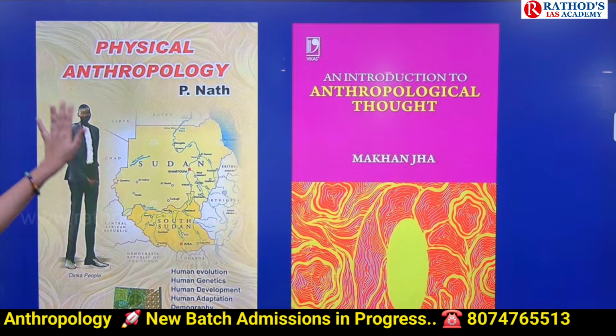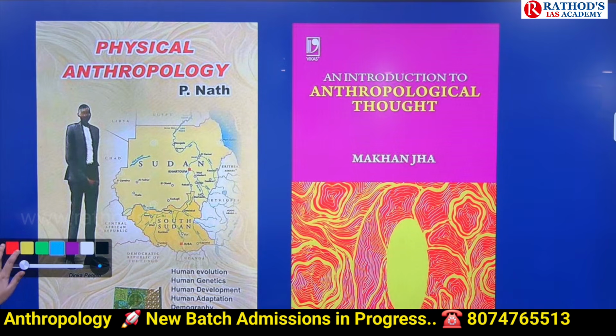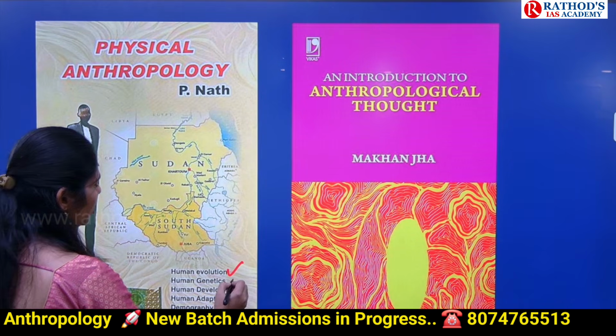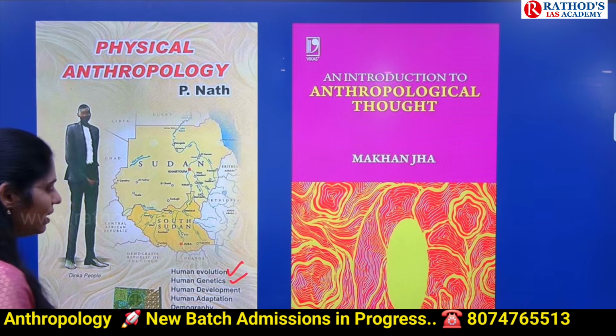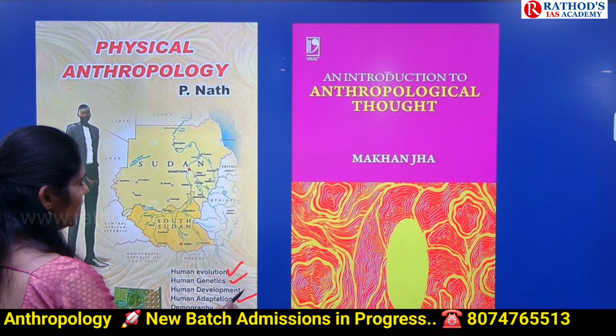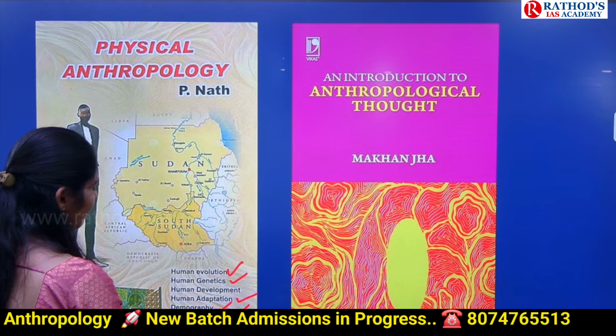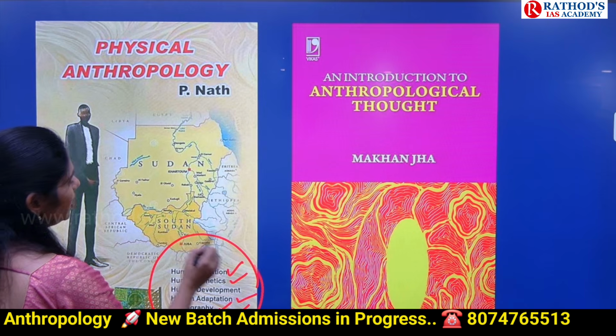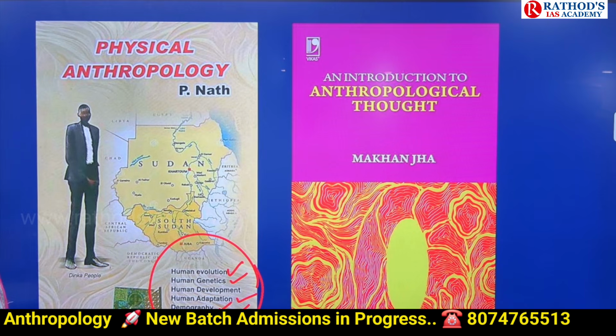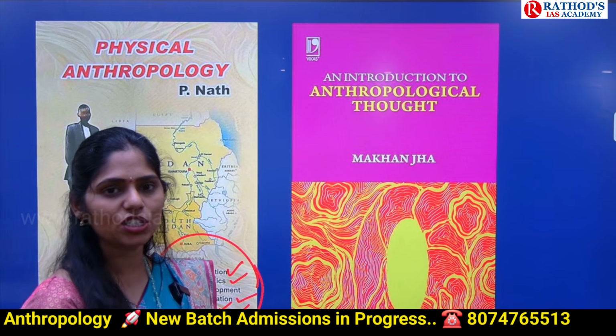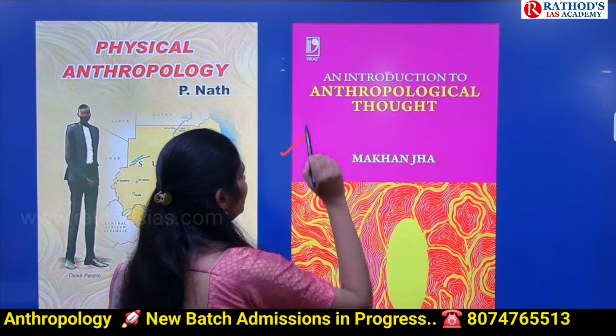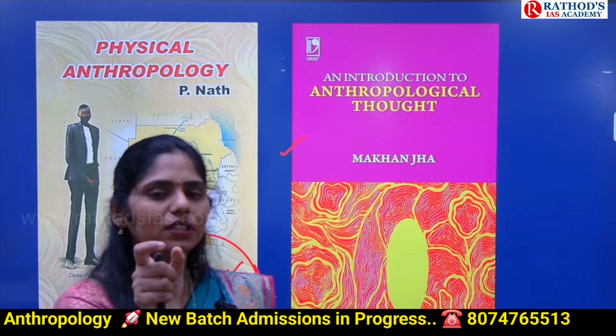First one is Physical Anthropology by P. Nath. If you read this book, you can cover human evolution, human genetics, human development, adaptation, demography, primates and applied anthropology. Everything is covered here. And for anthropological thought, that is chapter 6 of paper 1, you can read this book. It is a very thin, small book.